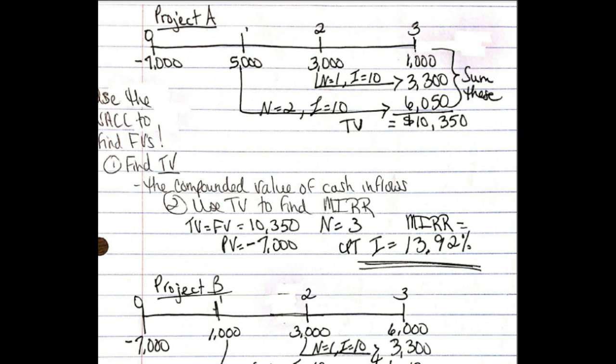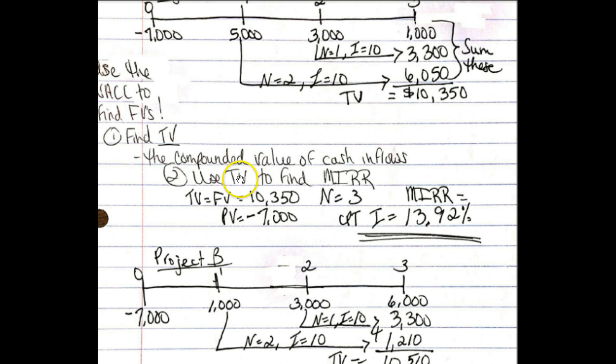So step 2 is use that terminal value to find the MIRR. This terminal value becomes your future value, $10,350. Now we can bring in our cost, that negative $7,000, that's your present value. Over 3 years, that's how many cash flows we have. And then you can compute for the I in your calculator. And that's your modified internal rate of return. That's the discount rate at which the present value of the project's cost is equal to the present value of its terminal value. Okay, that's what it is by definition.